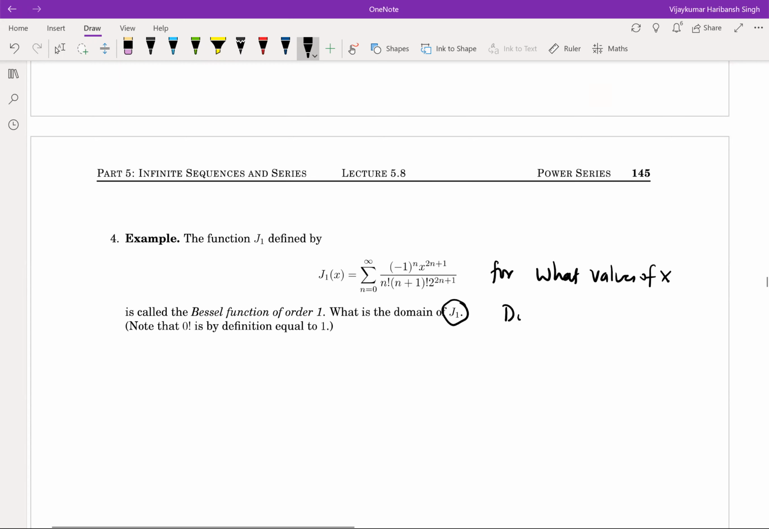So essentially you're asking for what values of x does this power series converge? So we need to answer these questions, all right? This is the goal of this lecture, that we want to understand for what values of x does the given power series converge, okay? So let's move ahead along that line.